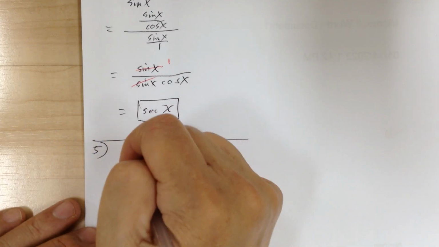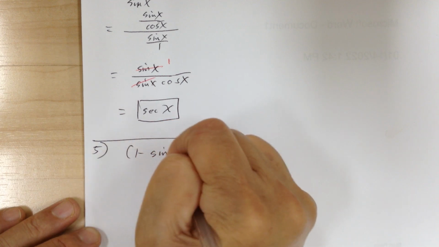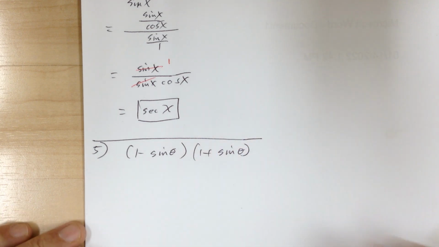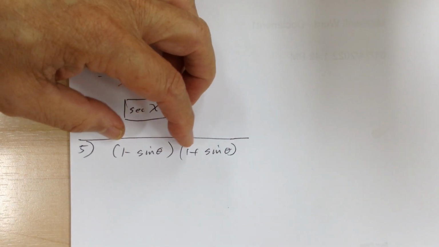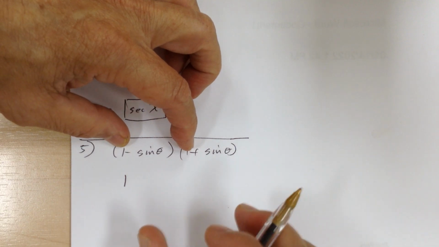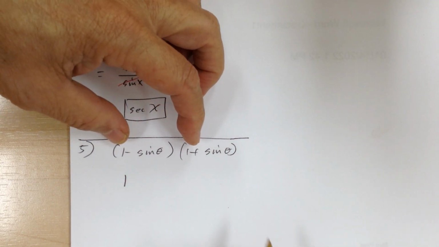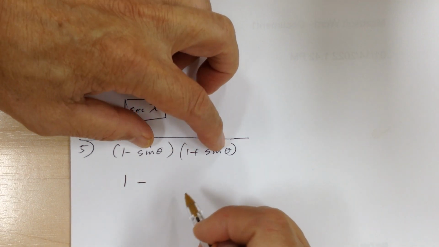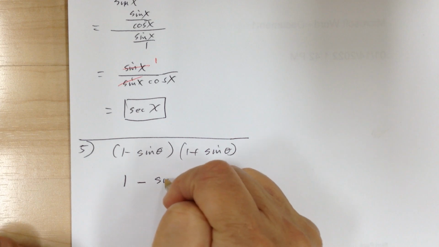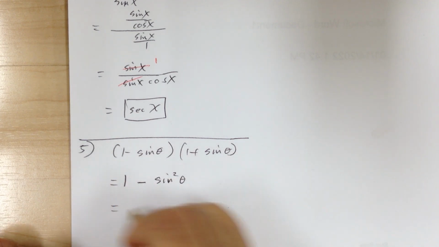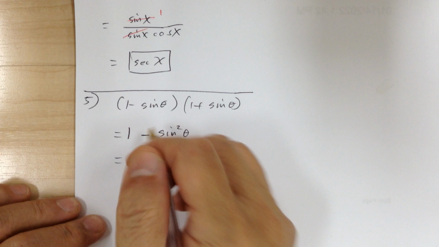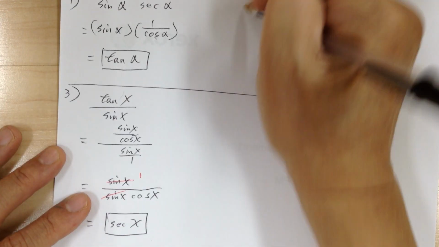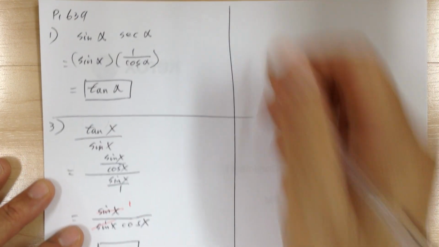Number 5. 1 minus sine theta times 1 plus sine theta. This is a conjugate, so go and multiply the conjugate. 1 times 1 is 1. Now with the conjugate, the O and I will cancel out, so you just use the F and L. So the last terms: plus times minus would be minus, sine times sine would be sine squared theta. And 1 minus sine squared theta will equal cosine squared theta. And that's it. Let's go to the next one.